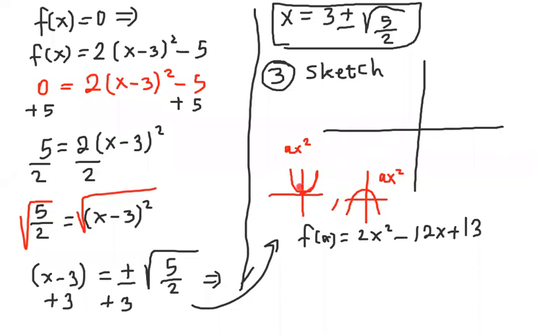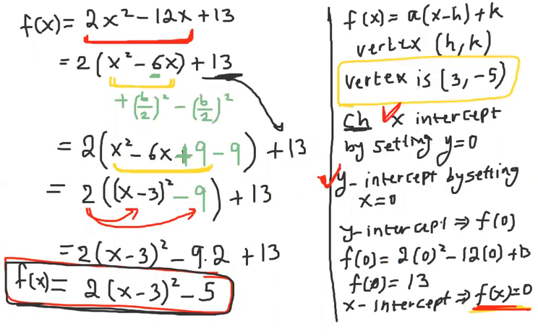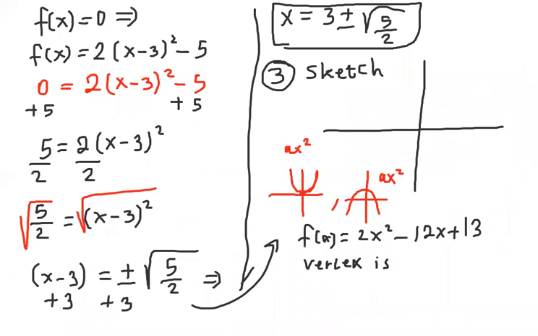But how do we graph it? By using the first part of the question and the second part of the question. Since I have the vertex from the first part, let me go back to find the vertex. The vertex was (3, minus 5). This is the vertex.